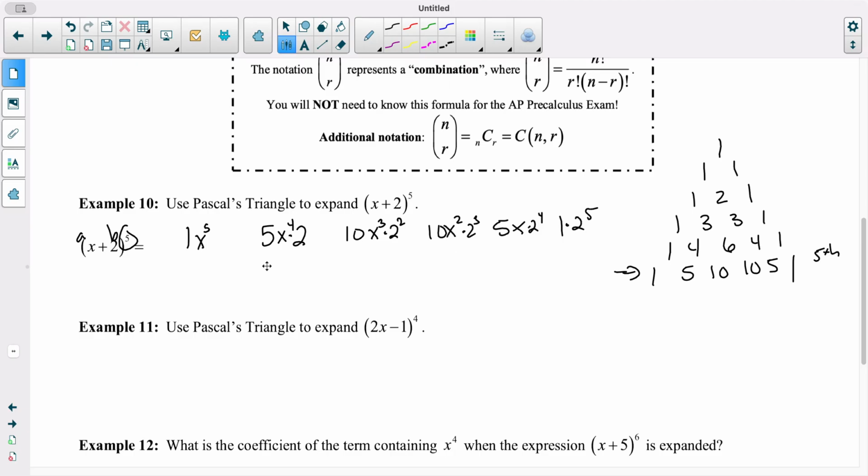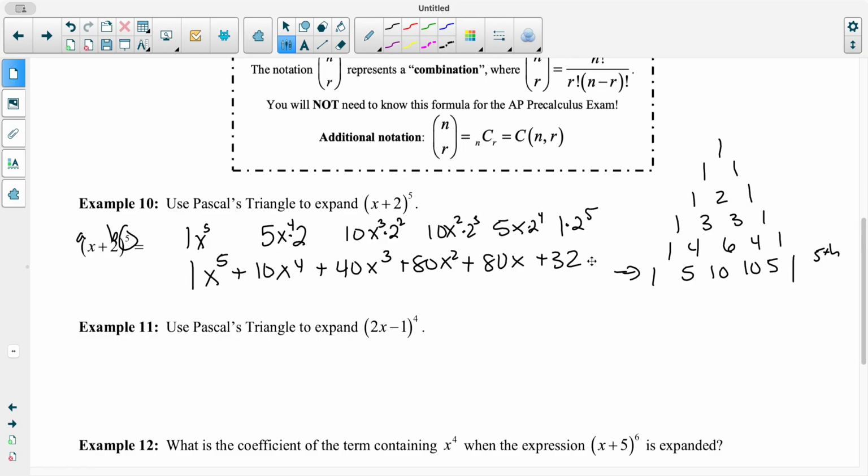And then I just need to simplify it. 1x to the 5th does nothing. 5 times x to the 4th times 2, which would be 10x to the 4th. 10 times x cubed, well, 2 squared is 4. 4 times 10 is 40, x cubed. 10x squared, and 2 cubed is 8, right? So that would be 80, x squared. 2 to the 4th is 16. 16 times 5 is also 80, so that's 80x. And then 2 to the 5th is 2, 4, 8, 16, 32. And I'm done. And it's much faster than trying to multiply it out once you get into it.